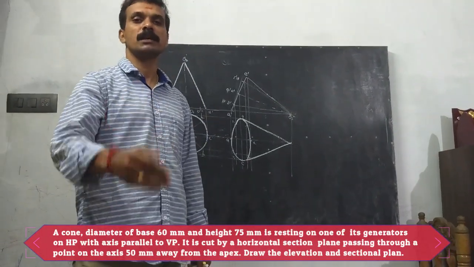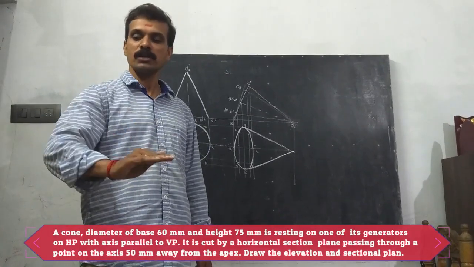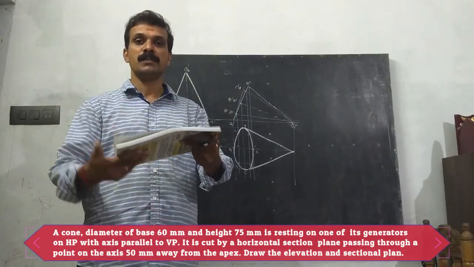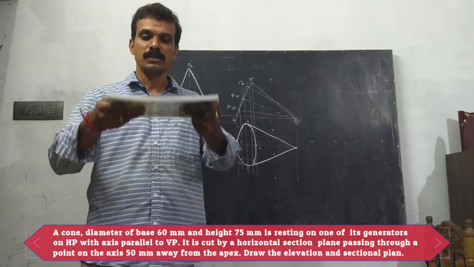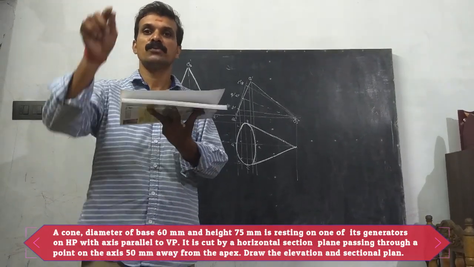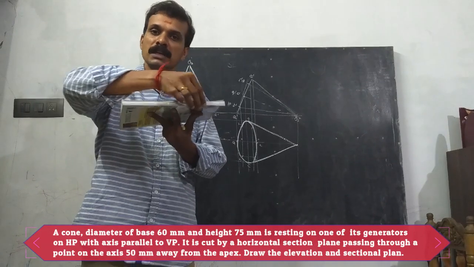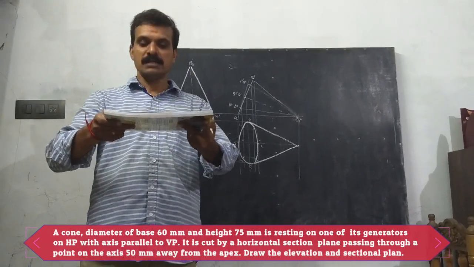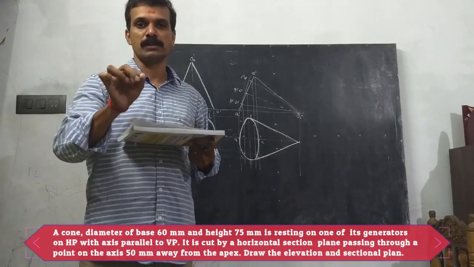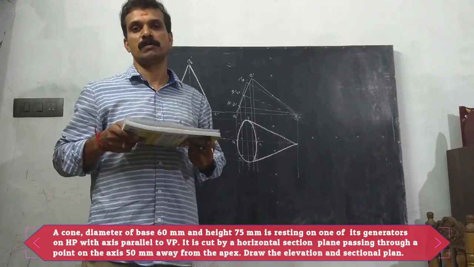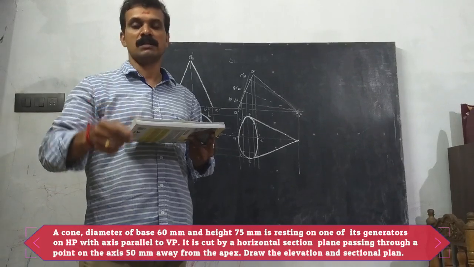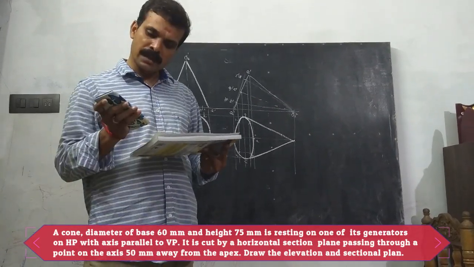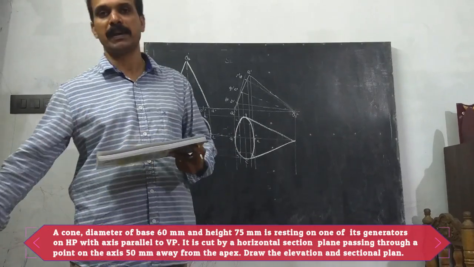So what do you mean by the term horizontal section plane? Horizontal section plane is a section plane which is parallel to HP and perpendicular to VP. So in the front view, you can see the horizontal trace, which is the cutting edge of the section plane. That cutting edge will cut the cone at some point, and that point is also given in the question paper. It is given that it is cut through a point on the axis 50 mm away from the apex.